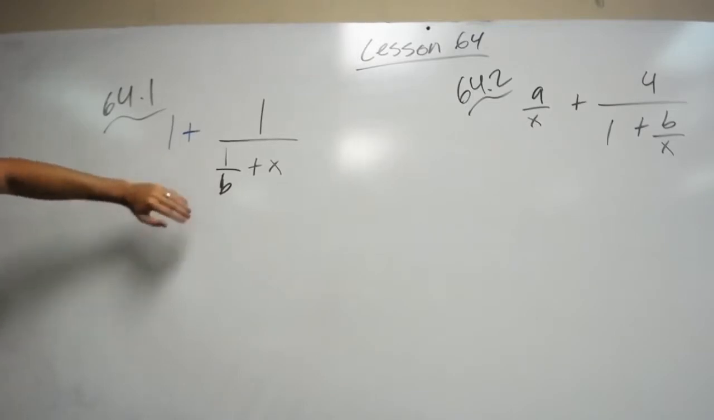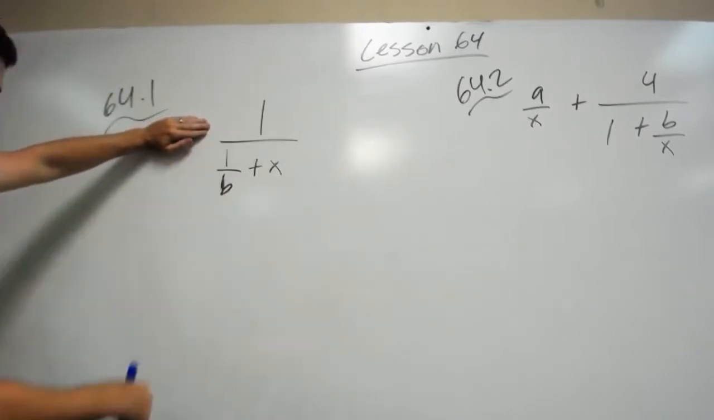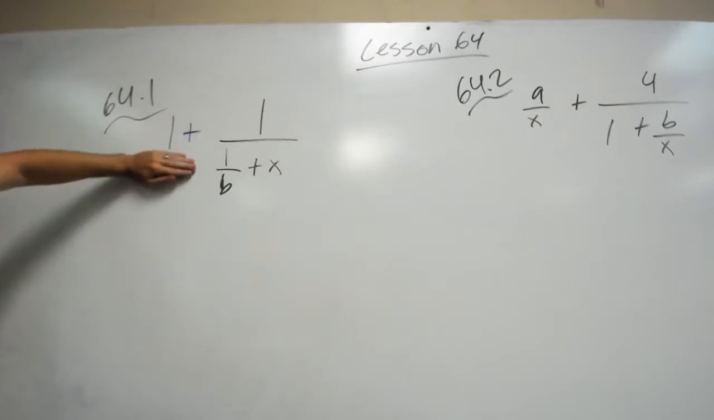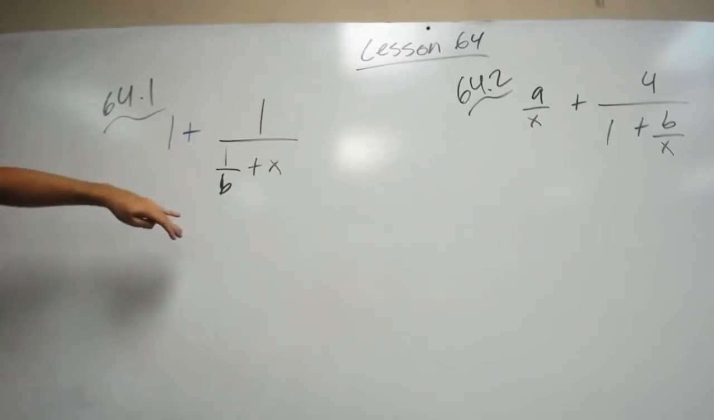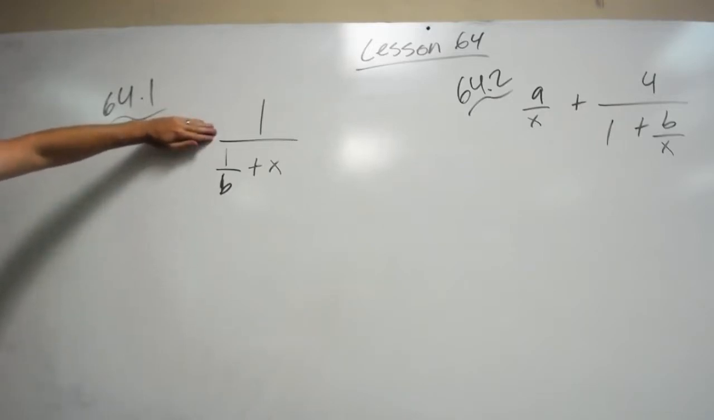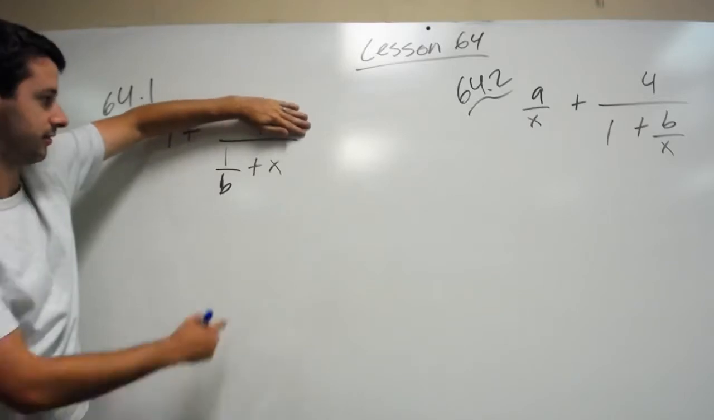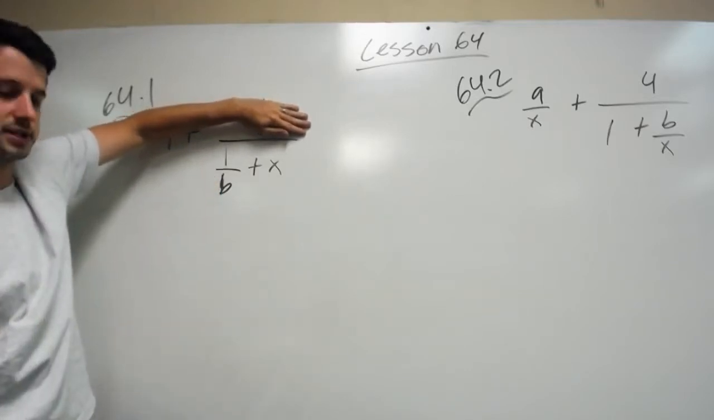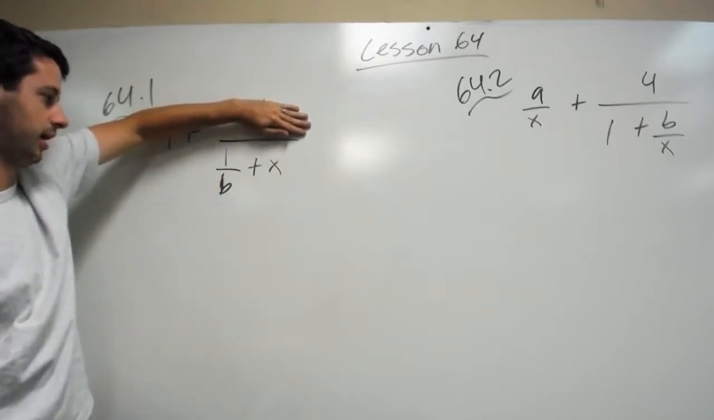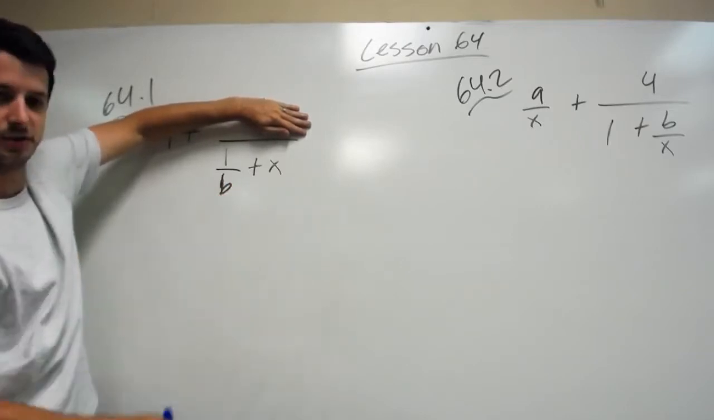In the past, we have solved for this. This is already a complex fraction. Now it's just making it a complexer fraction. So how we start is basically cover this up and cover the top up. And we're going to start by solving for 1 over b plus x. That doesn't look too difficult, right?